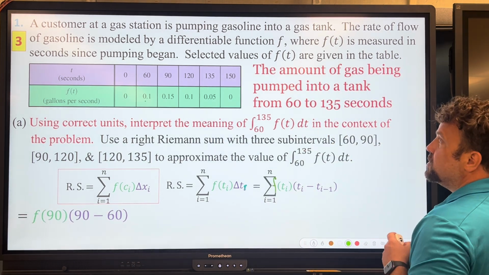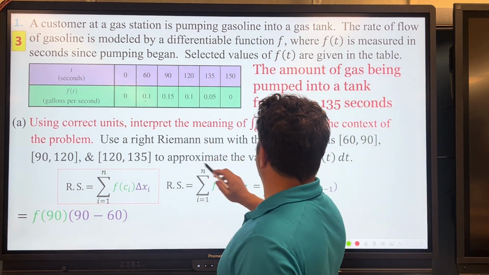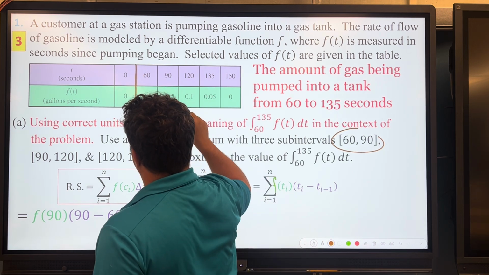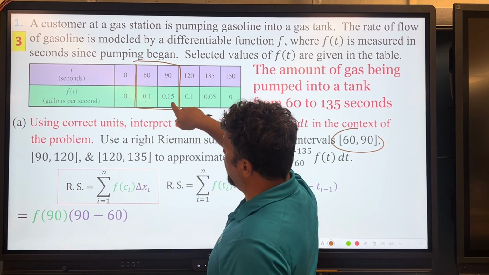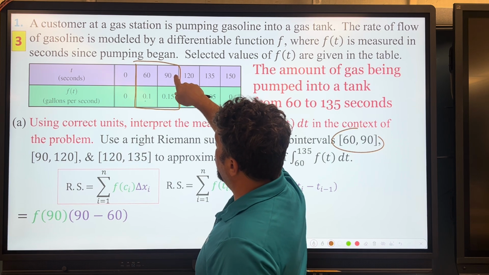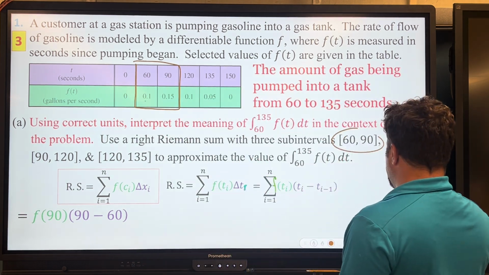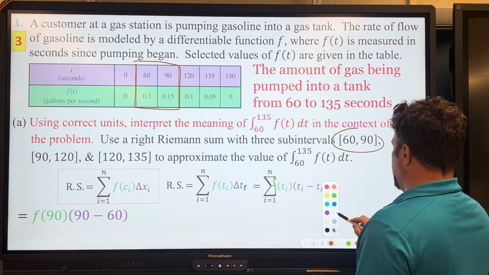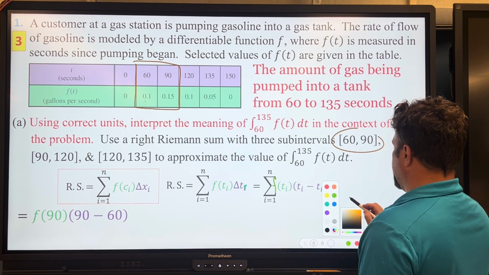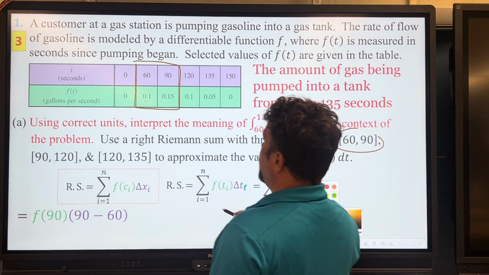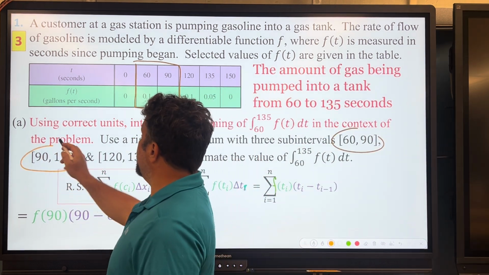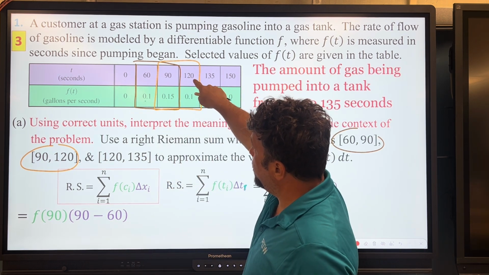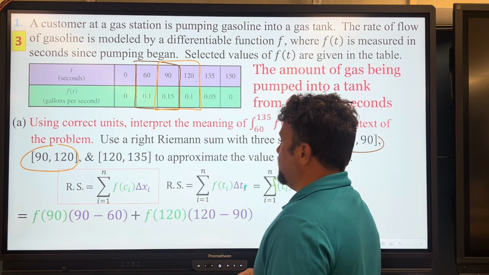Let's see how this works. So the first one, f of 90, since we're going from 60 to 90. This is the first one, so we're using this box right here. It's going to be f of 90, which is 15, times 90 minus 60. And then we go to our second box. I'm going to pick some colors here to help us out. Our second box is from 90 to 120, so it's this box. It's going to be f of 120 times 120 minus 90.